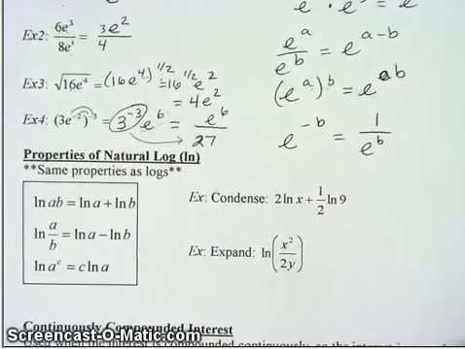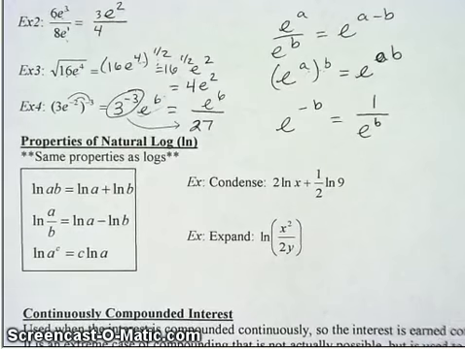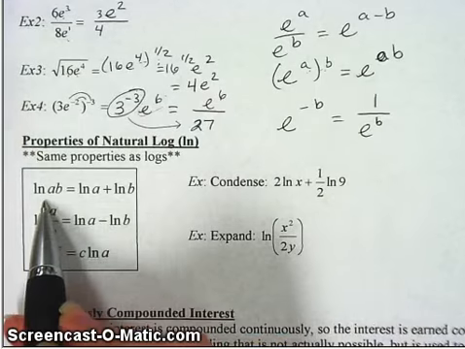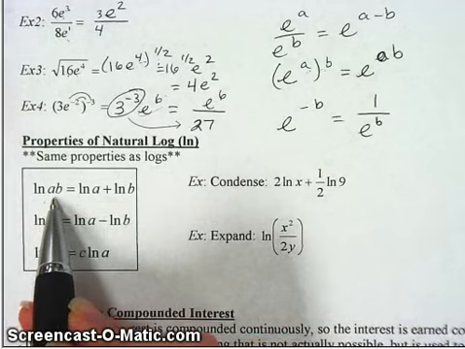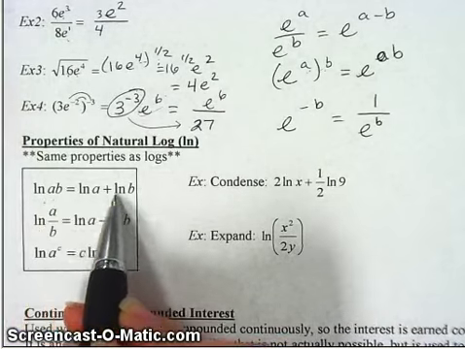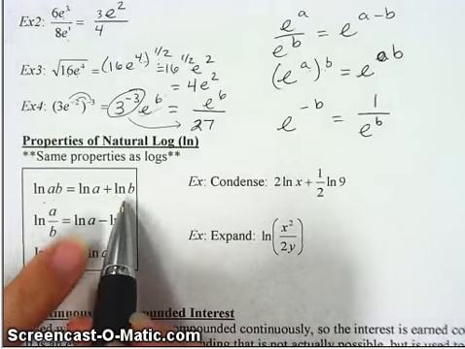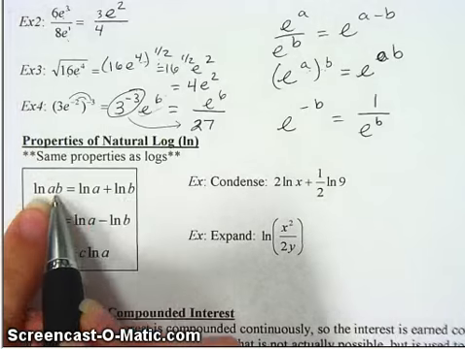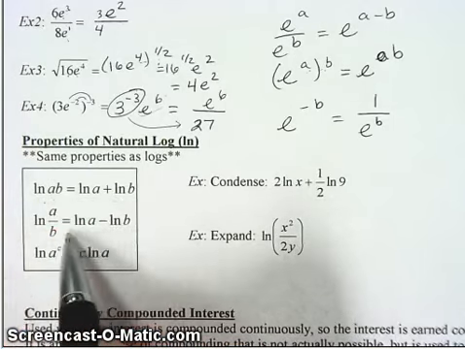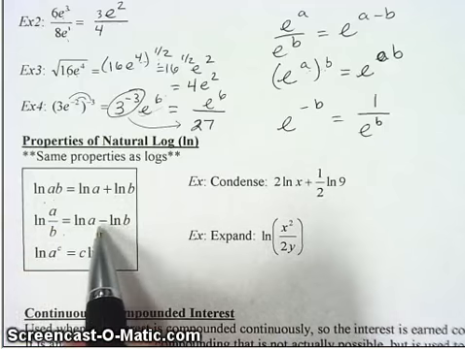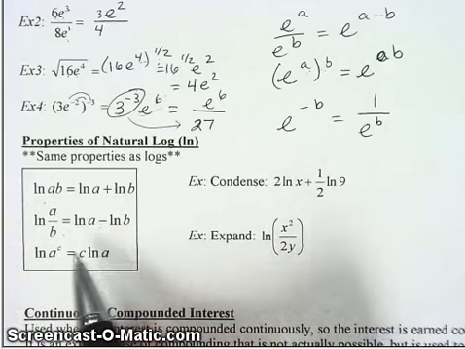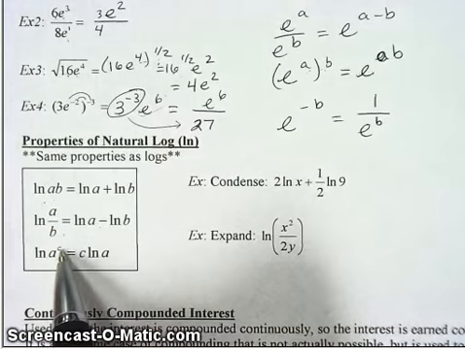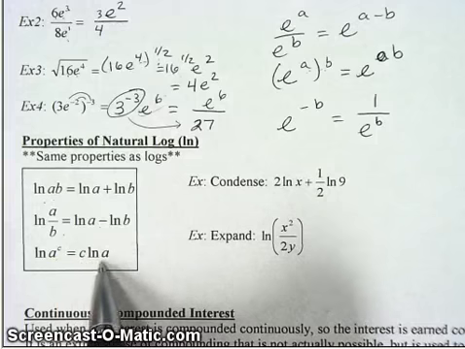Expanding and condensing, our properties of natural logs are the exact same as they were with the logs we just took a test over. So the natural log of a times b is the same thing as the natural log of a plus the natural log of b. When you expand, they both get their natural log. Multiplication becomes addition. Division, both get a natural log, and then subtraction. Here the natural log of a to the c is the same thing as c times natural log of a.